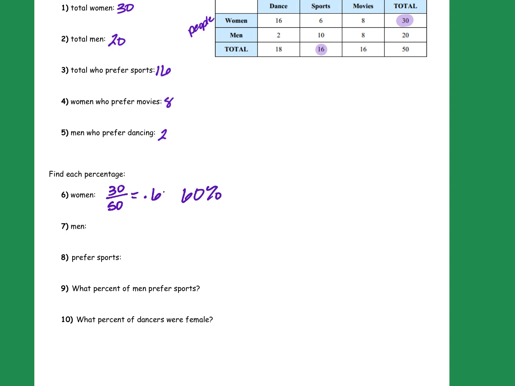So you could do this, right? Because I need 2 decimal places, just put a 0 after that, 0.60. Then you have your 2 places. Does that help a little bit? Yeah. Okay, how about men?